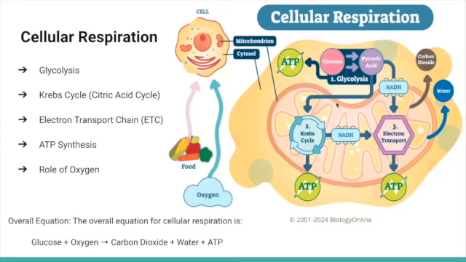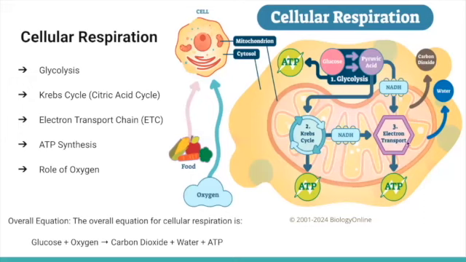Krebs cycle. Pyruvate generated from glycolysis enters the mitochondria, where it undergoes the Krebs cycle. In this series of biochemical reactions, pyruvate is further broken down, producing additional ATP, NADH, and FADH2. The Krebs cycle also generates carbon dioxide as a byproduct.